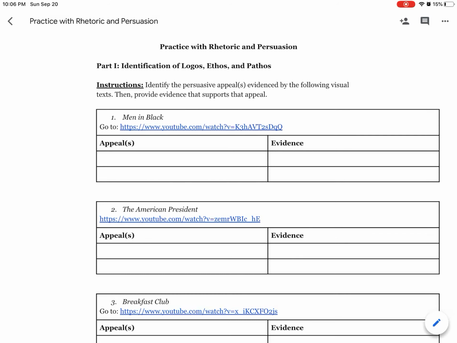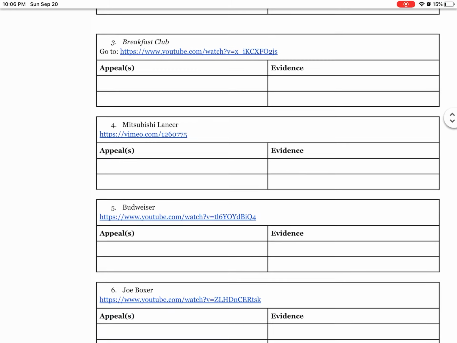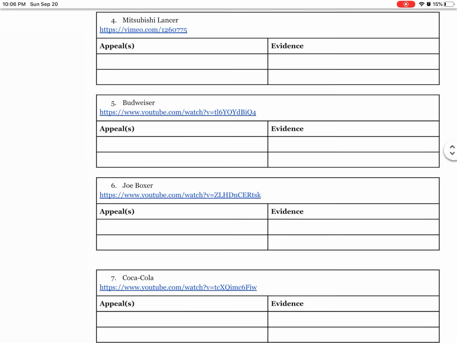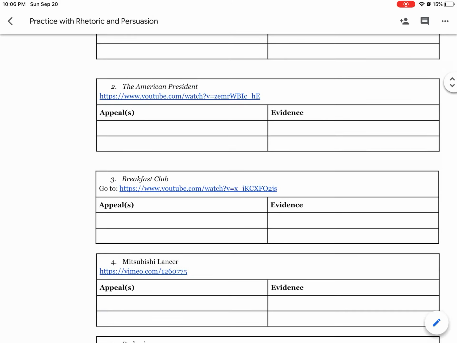If you go to today's date, there is a journal and then there's this assignment, and it has two parts. The first part is identification of logos, ethos, and pathos through visual rhetoric. So these are videos, and you don't have to do all of them. I have a number of these, 7. How many you need to do? I think it's 5.